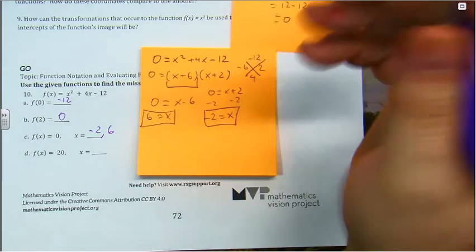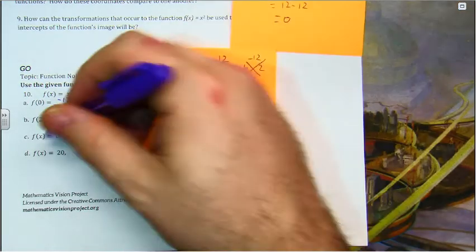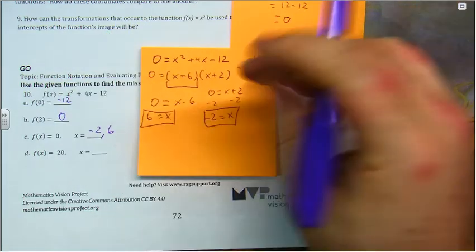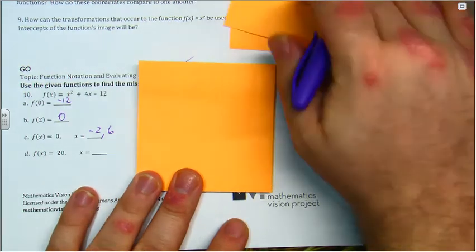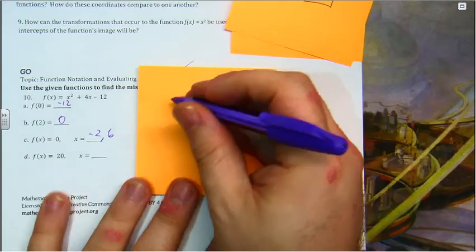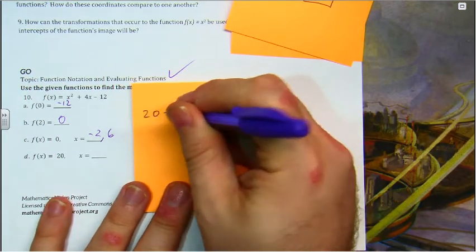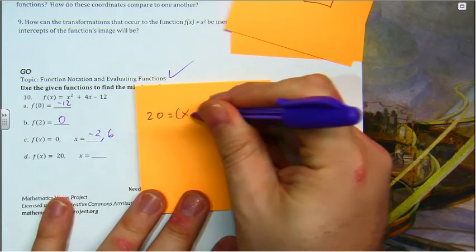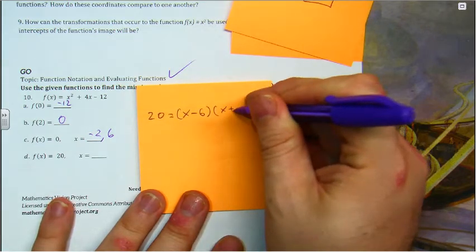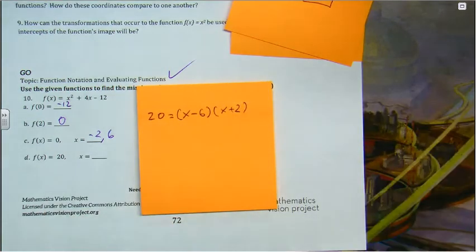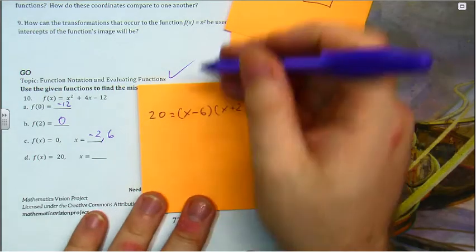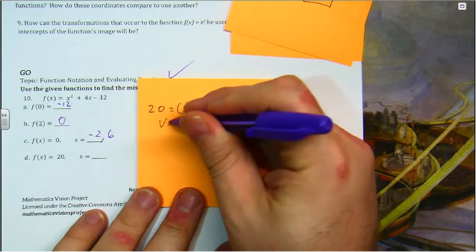So now it gets a little bit more complicated, because this is asking us for when f of x equals 20. But luckily, we can do that still. Okay, we'll set it up the same way. 20 equals x minus 6, x plus 2. Not quite the same thing, right? We're having to do it a little bit differently. Well, let me see. What is something we can do to make this work? Well, I think we're going to have to put this into vertex form first.